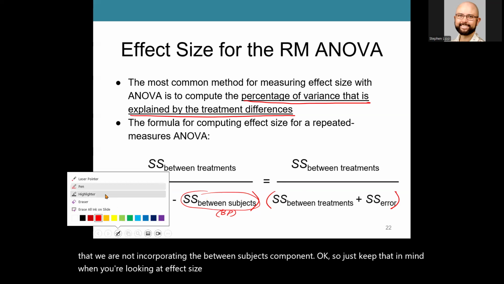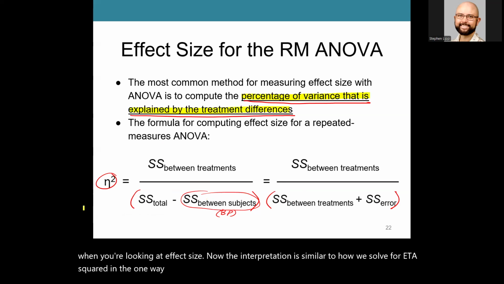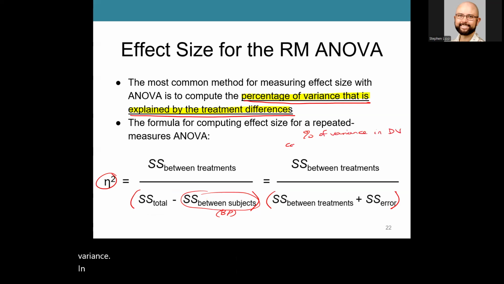Now, the interpretation is similar to how we solve for eta squared in the one-way ANOVA. So we say a certain percentage of variance in our DV can be explained by our IV.